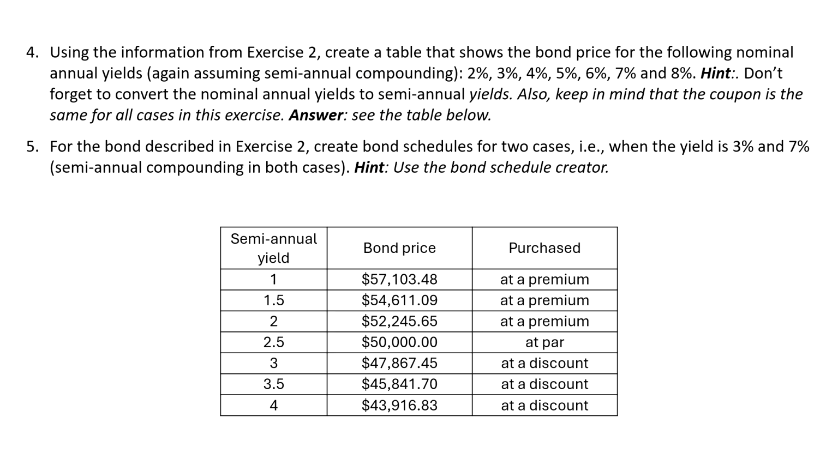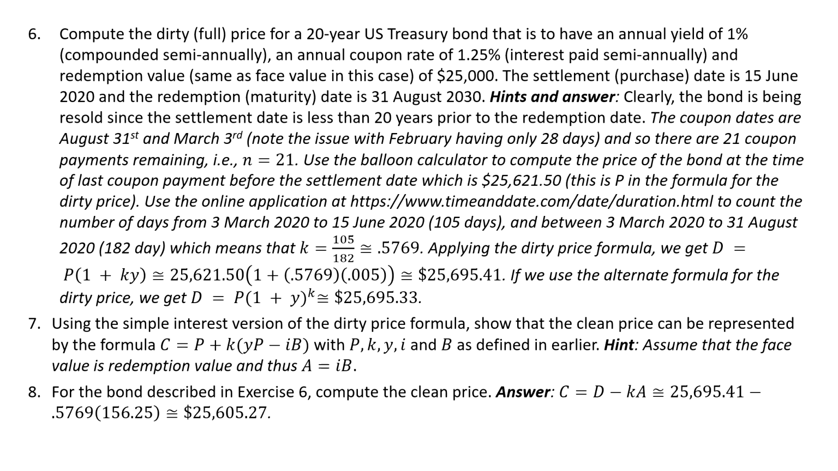All right, I have a few more exercises on the next slide, and then that'll be it for this lesson. We have 3 more exercises. The first one is compute the dirty price for a 20-year Treasury bond that is to have an annual yield of 1%, compounded semi-annually, an annual coupon rate of 1.25%, interest paid semi-annual also, and redemption value is the same as the face value, and it's in the amount of $25,000. The settlement purchase date is 15 June 2020, and the redemption date is 31 August 2030.